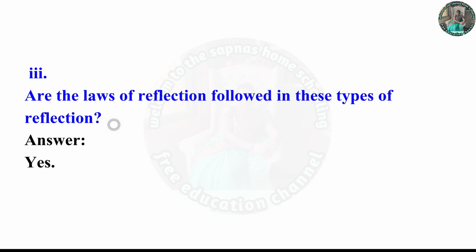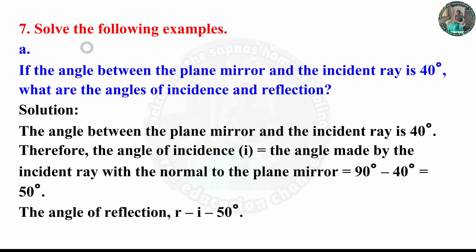Question 3. Are the laws of reflection followed in these types of reflection? So yes. Question 7. Solve the following examples. If the angle between the plane mirror and the incident ray is 40 degrees, what are the angles of incidence and reflection? So the angle between the plane mirror and the incident ray is 40 degrees.